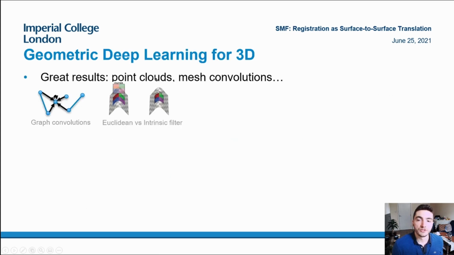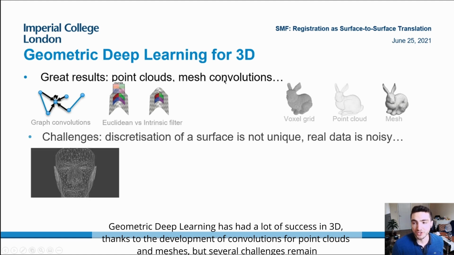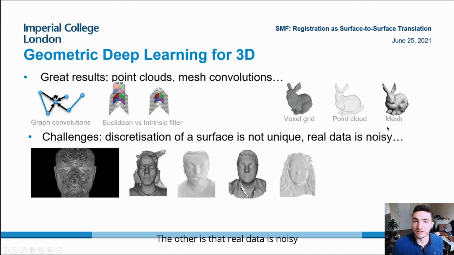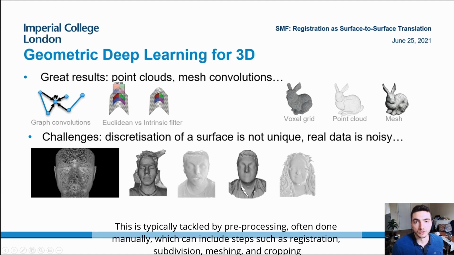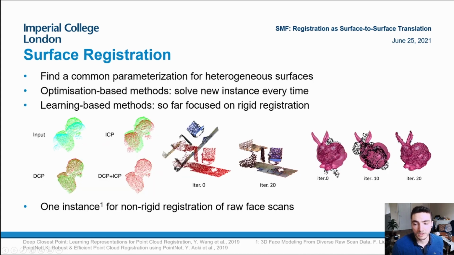Geometric deep learning has had a lot of success with 3D, thanks to the development of convolutions for point clouds and meshes, but several challenges remain. One of them is that the choice of discretization of a surface is not unique, as we can see here with this bunny or with the face. The other is that real data is noisy. This is typically tackled by preprocessing, often done manually, which can include steps like registration, subdivision, meshing, and cropping.